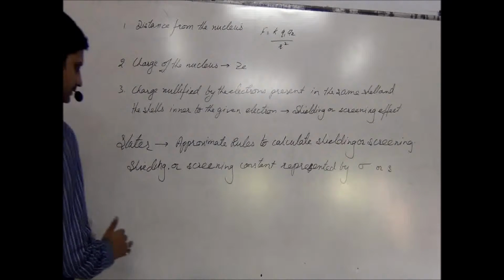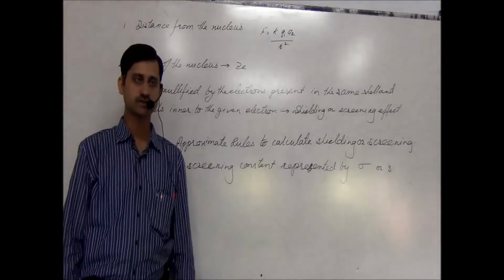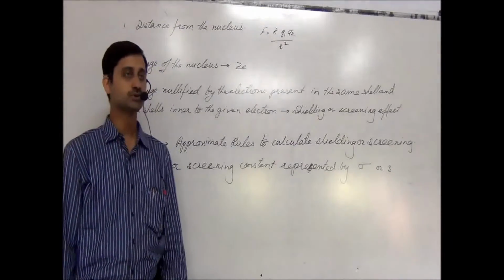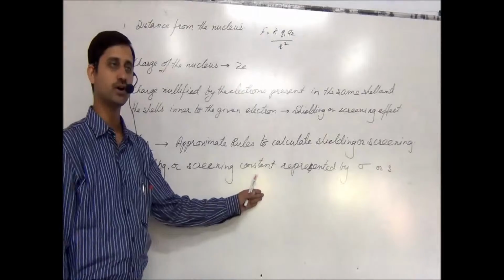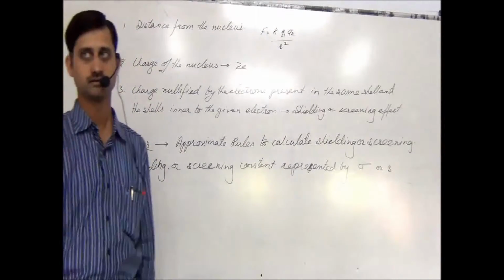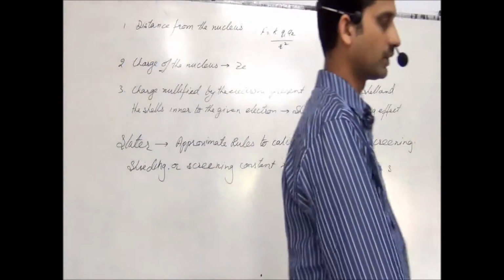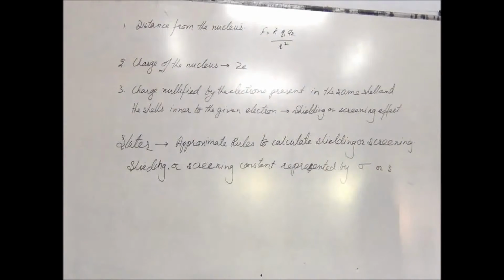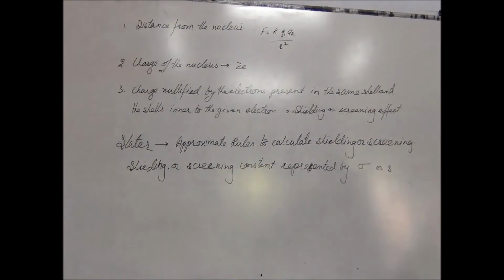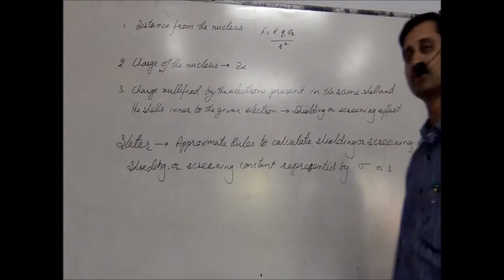Now, Slater gave us the rules to calculate this shielding or screening constant. Now let us say we talk about the rules which were given by Slater, and using those rules we are going to talk about the shielding or screening constant that can be measured. Okay? So we are going to talk about the Slater's rules. Clear? Let's write the Slater's rules.